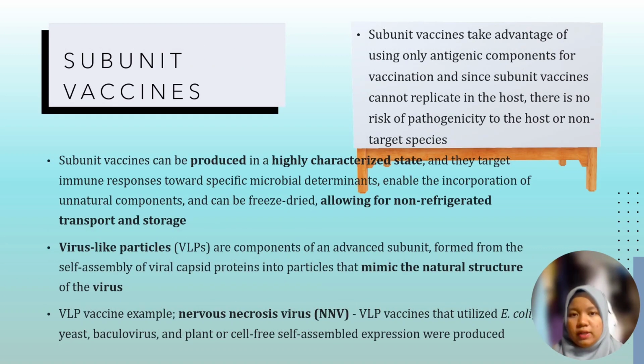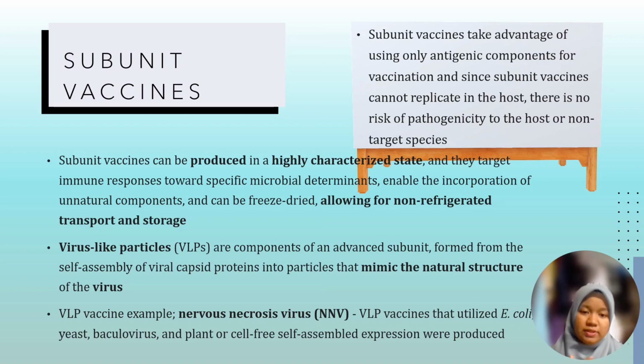So for the next one, we will discuss alternative vaccine technology or modern technology that comprises subunit and nucleic acid vaccines. First, we will go further into subunit vaccine, which takes advantage of using only the antigenic component for vaccination. Since subunit vaccines cannot replicate in the host, there is no risk of pathogenicity to the host or non-target species. Subunit vaccines can be produced in a highly characterized state, they target the immune response towards specific microbial determinants, enable the incorporation of unnatural components, and can be freeze-dried. And the most important thing is that this allows for non-refrigerated transport and storage.